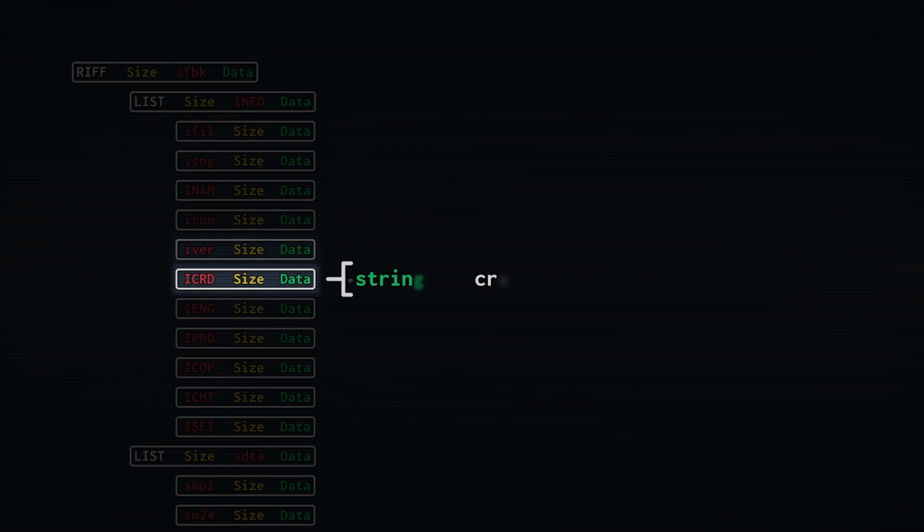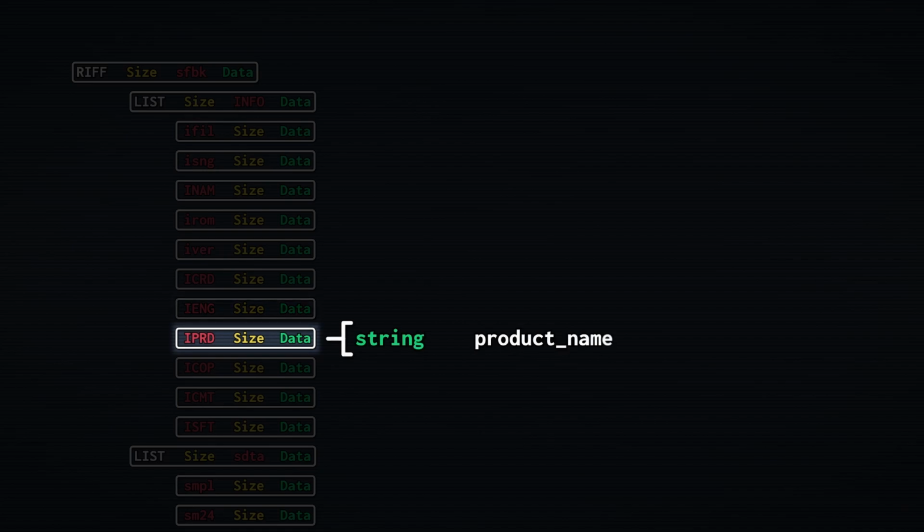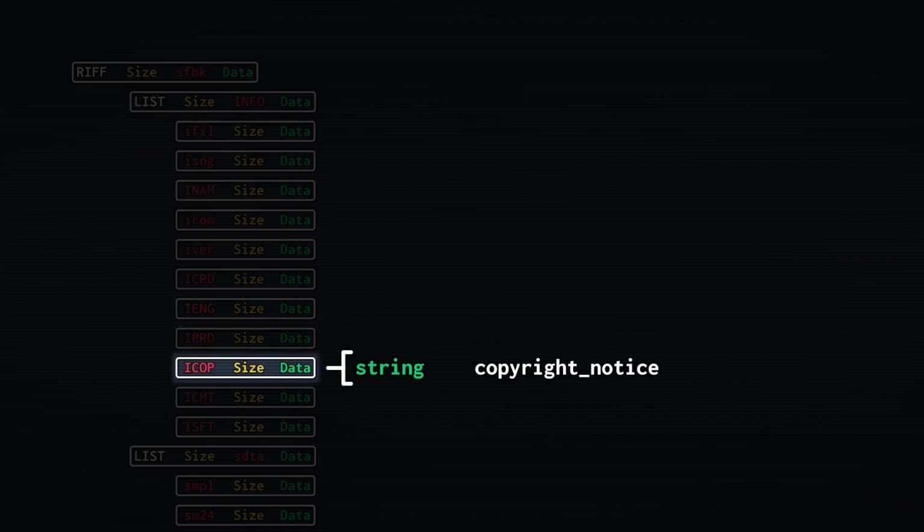The ICRD chunk contains a string for the creation date. The IENG chunk stores a string with the name of the sound engineers, so basically the authors of the sound font. The IPRD chunk stores a string with the product name. The ICOP chunk stores a string with the copyright information.